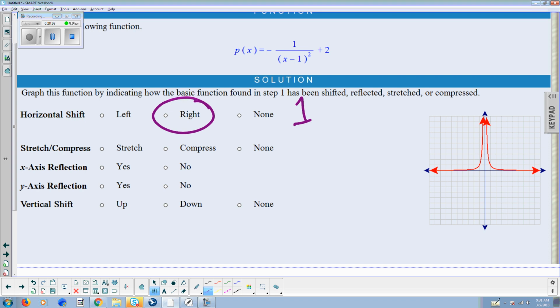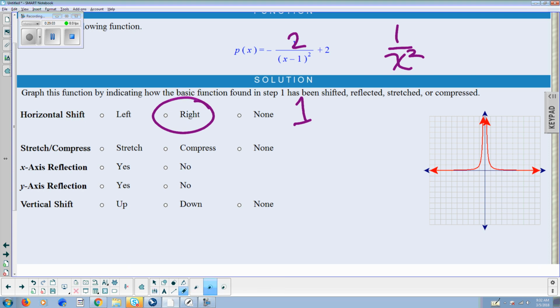Is this one stretched or compressed? It is not, but let me tell you what that would look like in this function, because these are a little funky. If this number here were a 2, then the general function is still 1 over x squared, but the 2 would be the number we're multiplying by to stretch it. So then it would be stretched by a factor of 2. Okay? I don't think that it's that hard on the test, though. I think it's a little obvious like this one. Okay.